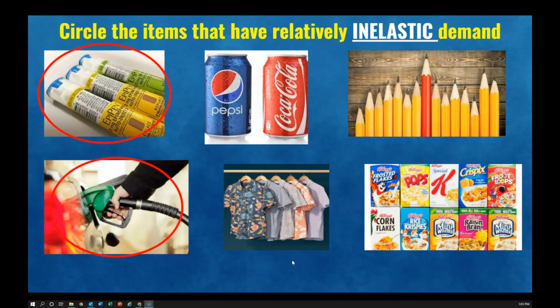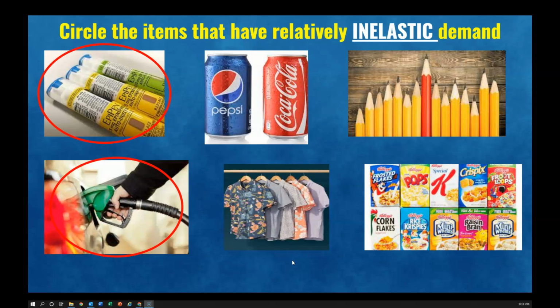If you said that EpiPens were inelastic, you would be correct. People need EpiPens to survive. If you have an allergic reaction to bee stings or nuts, you'll go into anaphylaxis and you could die from it. So you need an EpiPen, and it doesn't matter whether an EpiPen is $1 or $1,000. If the issue is that you're going to die without it, you're going to spend whatever it takes to buy it. That's the very definition of something being inelastic.